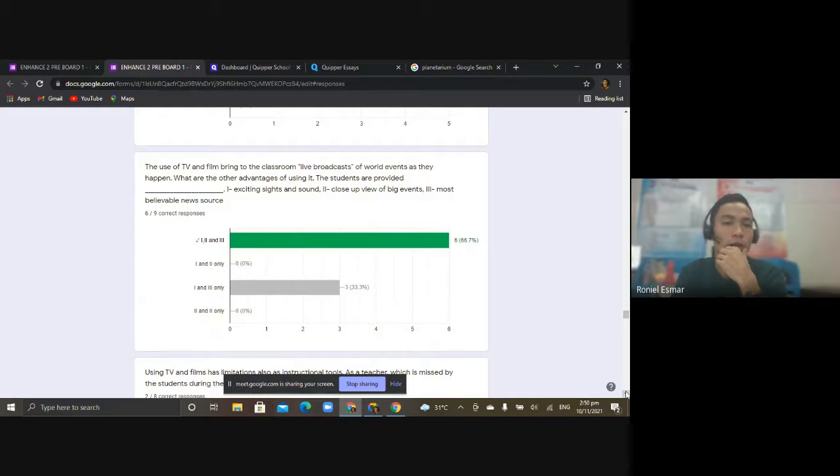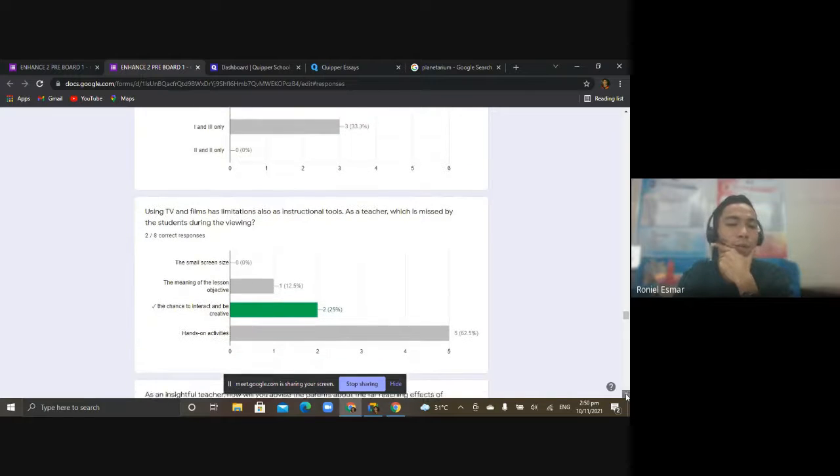Of course, the films that you should be showing to your students should not promote false information or fake news. Those are films that should present true and credible ideas. So that's why the correct answer is 1, 2, and 3.